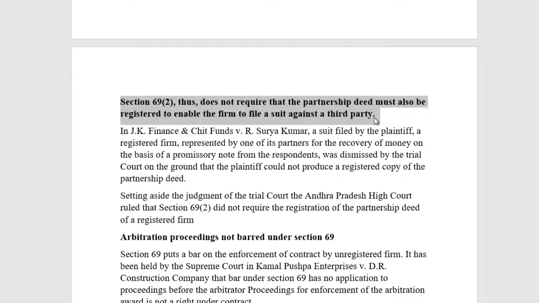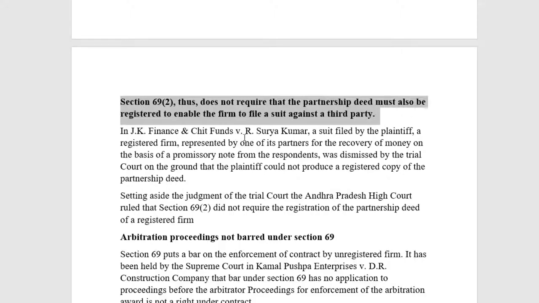But normally what we will think is that the partnership firm, before the Registrar of Firms, if they give the statement and it is registered, it is well and good. For the statement, the format will be there. The partners have to appear and give the statement. But they do not have to get the partnership deed registered.